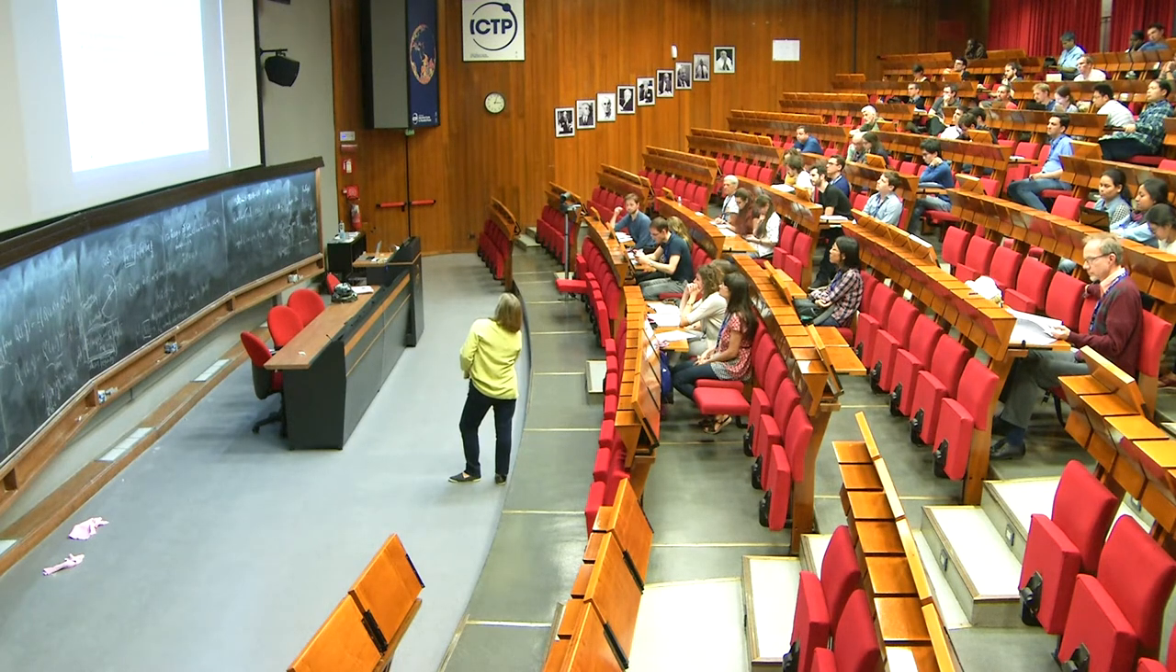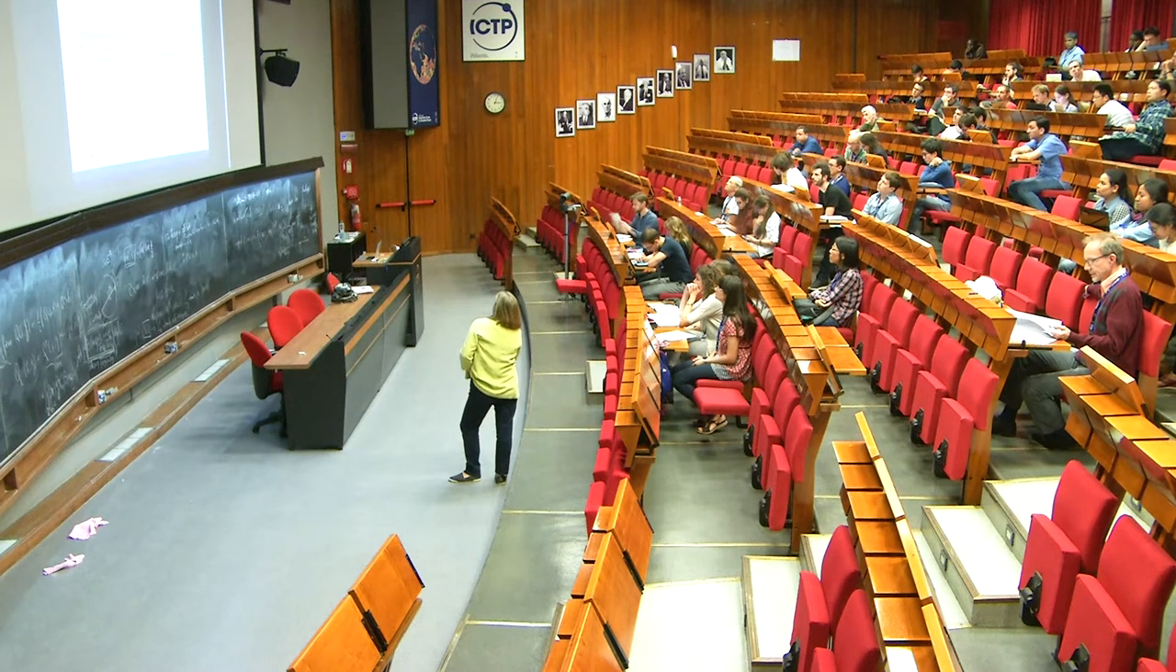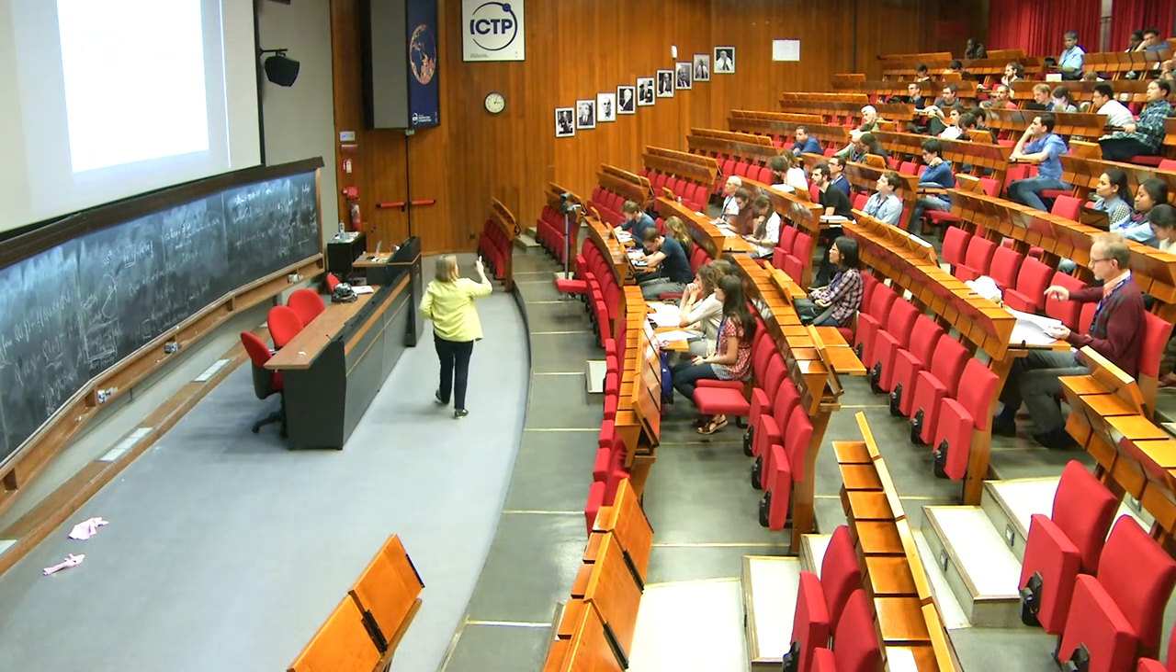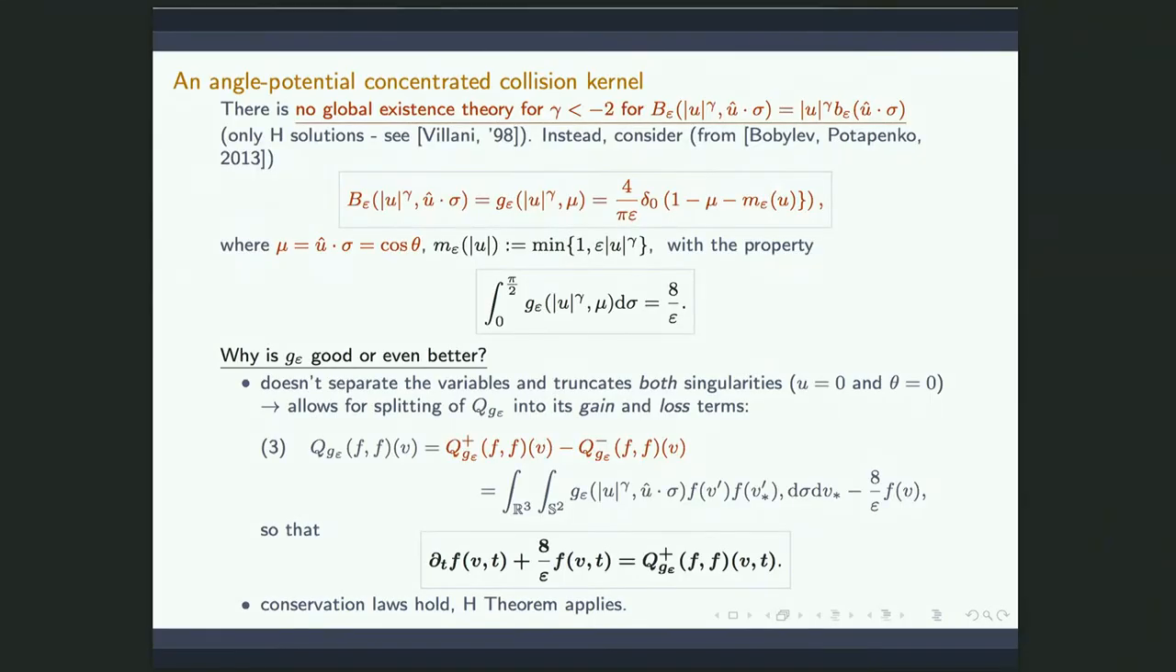If I average that, it forgets completely about the potential. I put gamma equals -3, and that is gone. What I get is that the average of that is 8 over epsilon. It's just the scaling surviving. That is very important. You do not succeed in getting Landau without that scaling, right?